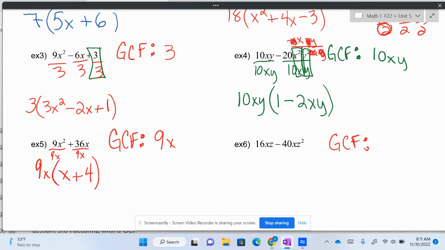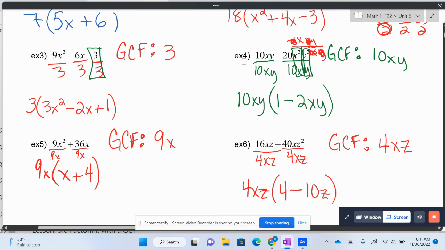What do we think about this one? 4xz. Okay, you guys good with that? Okay, I'm going to divide everything by 4xz. So let's see, 16 divided by 4 is 4. So I'm going to put my 4xz on the outside, and I have a 4 on the inside, minus, 40 divided by 4 is 10. X divided by x, those cancel out, right? Z squared divided by z is just z.